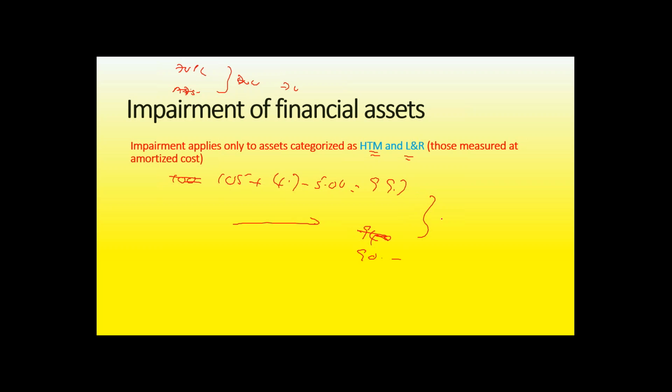Now that is what we call an impairment. Isn't impairment when you have goodwill, and the value of that goodwill is reduced? Goodwill is also an impairment.